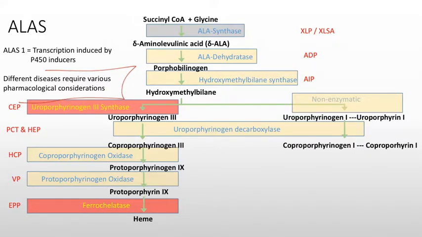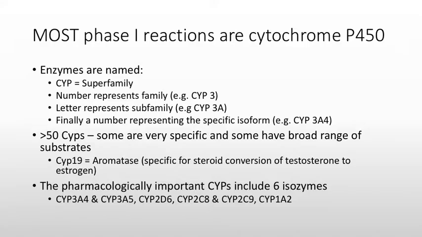So if somebody had hepatogenic porphyria, and they also had tuberculosis, I would not be very hardy about putting them on rifampin. Rifampin is a CYP inducer, and it would cause their porphyria to become exacerbated. So here basically I restated that the CYP450, CYP is the name of the superfamily, the number represents the name of the specific family, and then the letter is the subfamily, and then the specific isoform is represented by that last number.